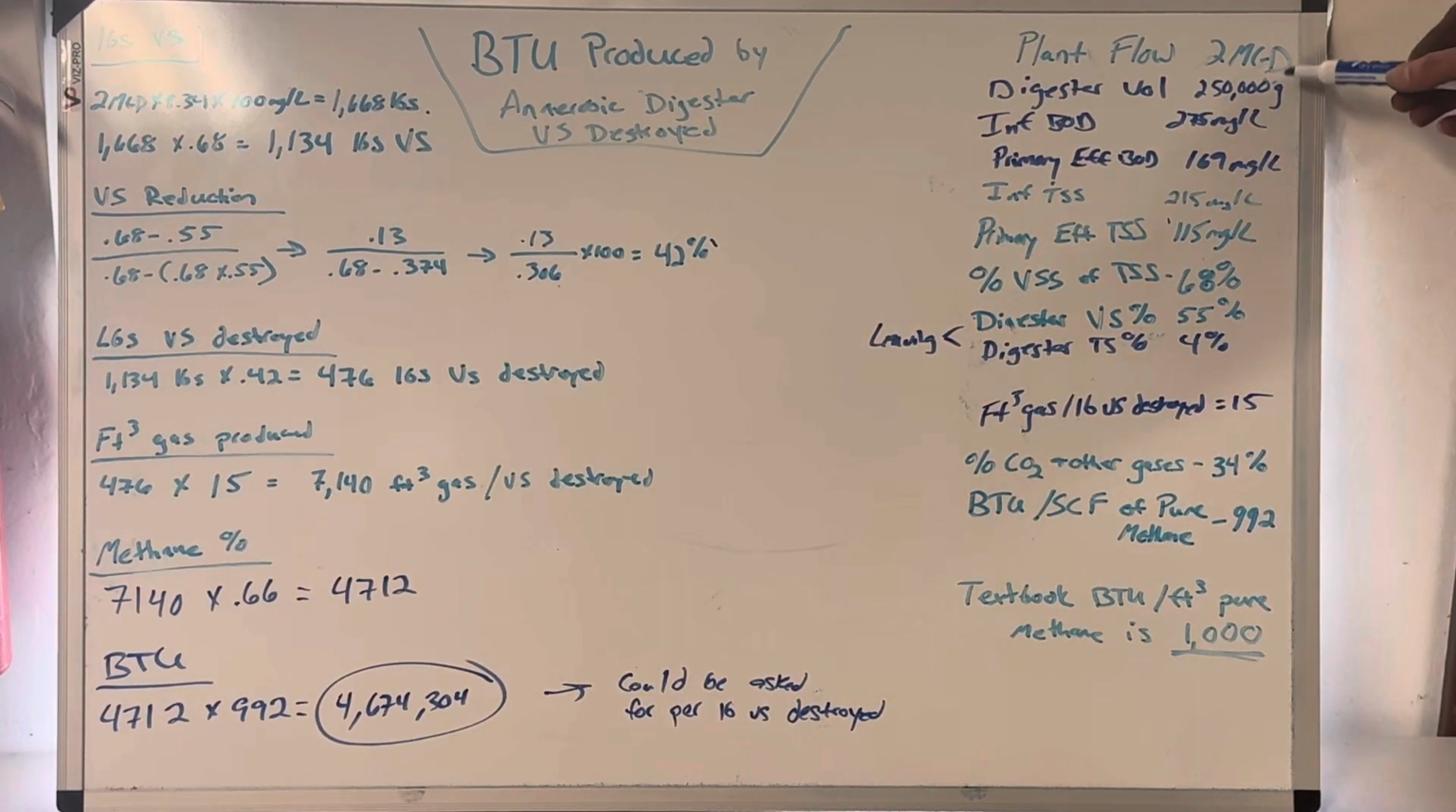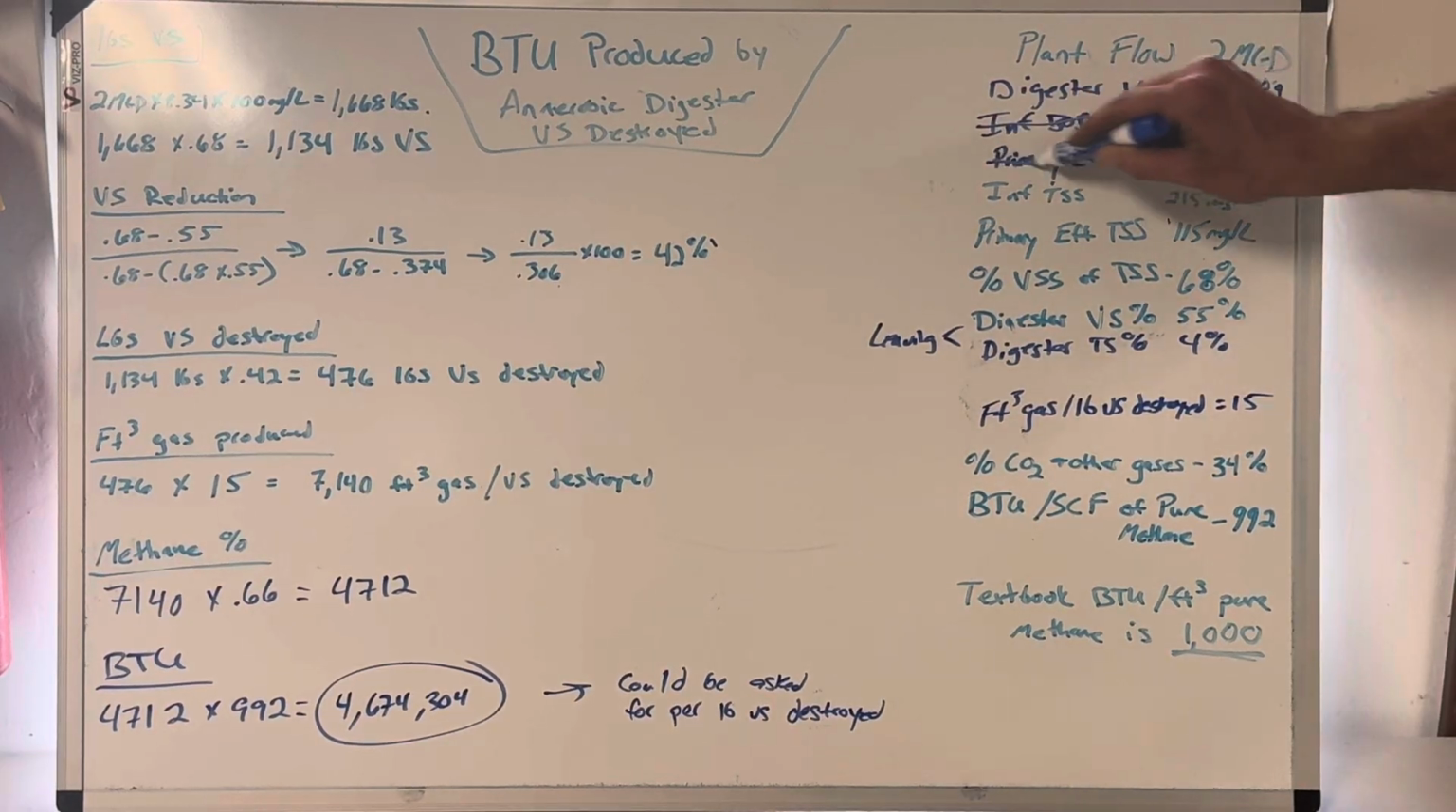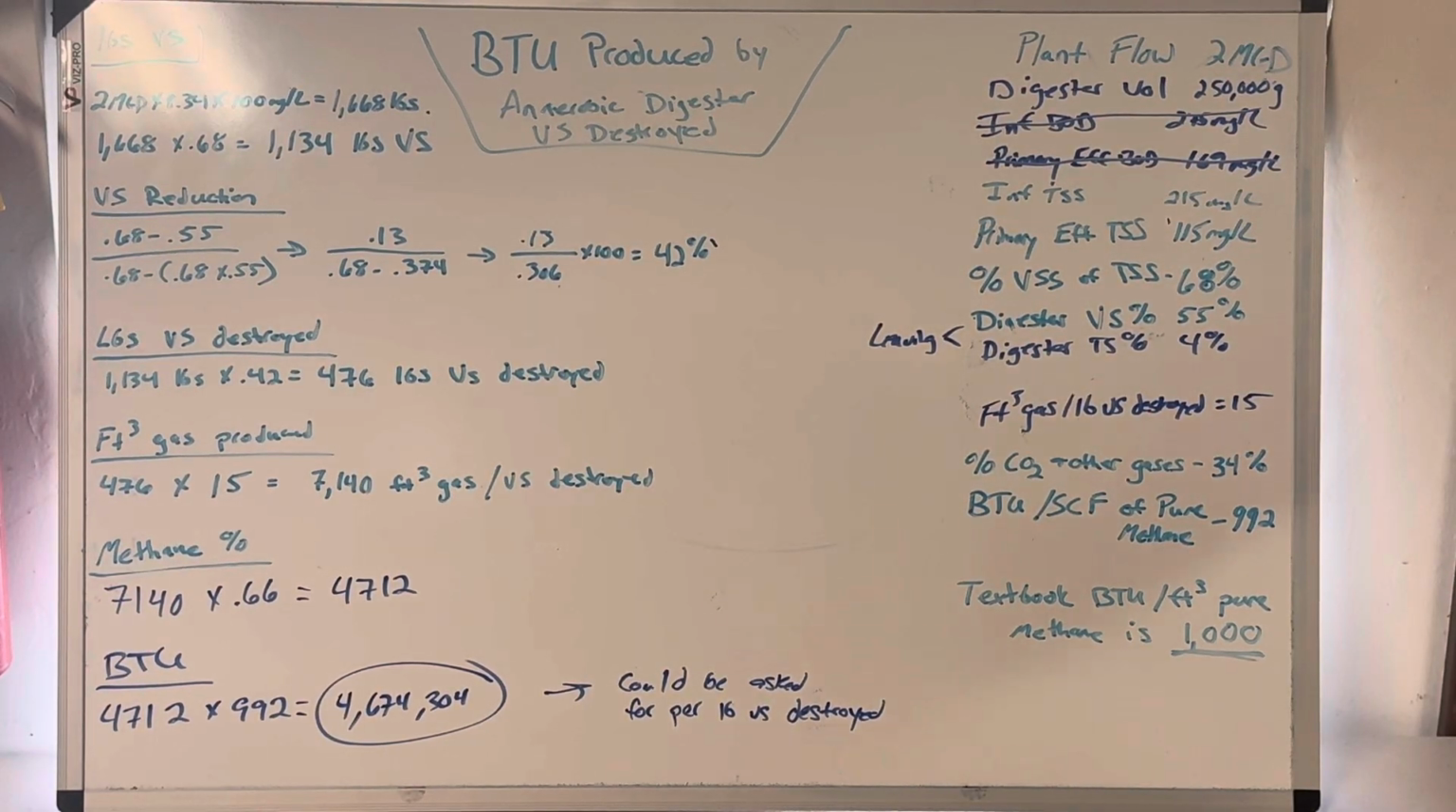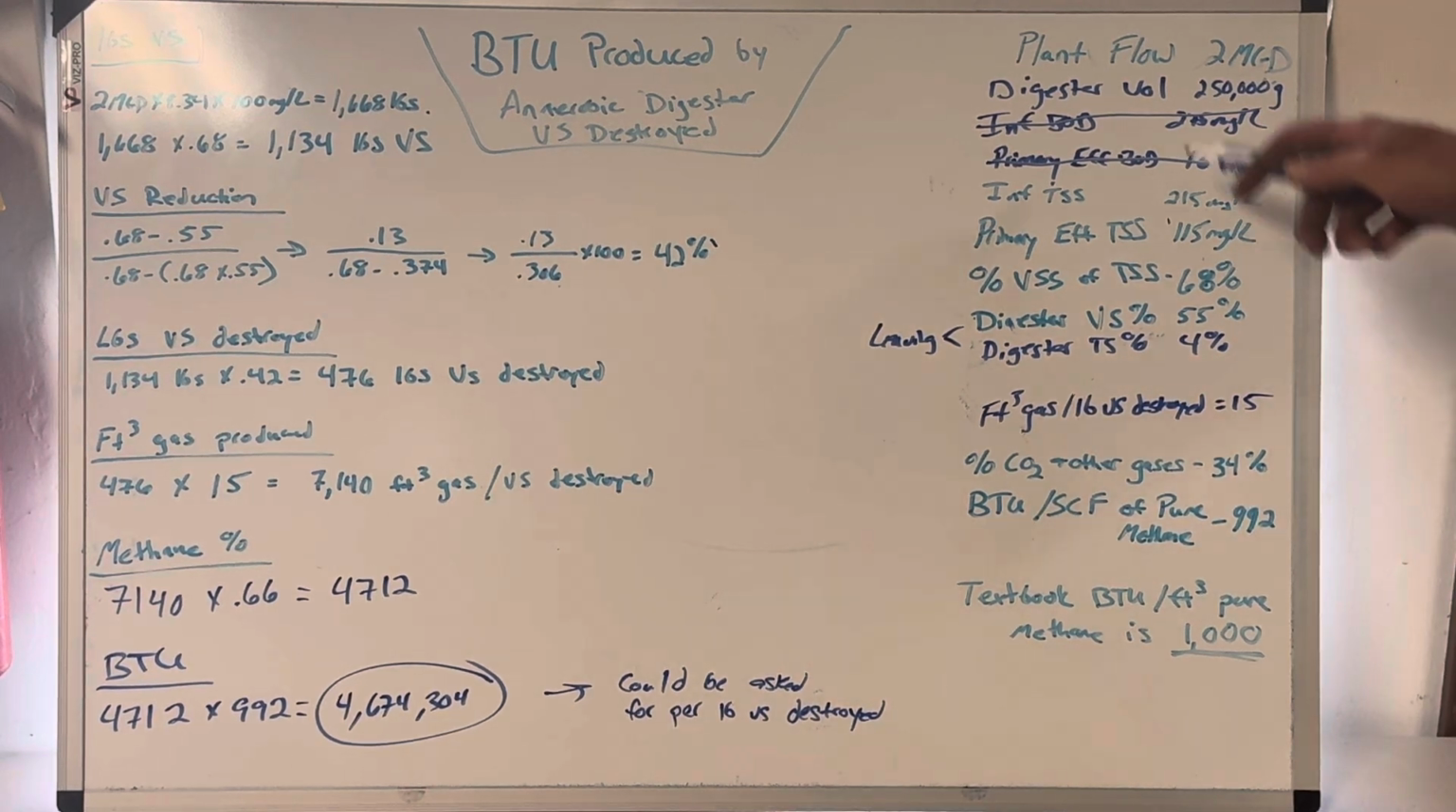What I can tell here is that right off the bat, BOD is completely irrelevant to this math problem. Organic loading to secondary processes is BOD. Organic loading to a digester is in volatile solids. So I can get rid of BOD. Don't need that.